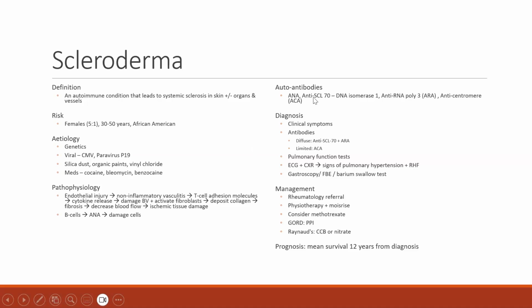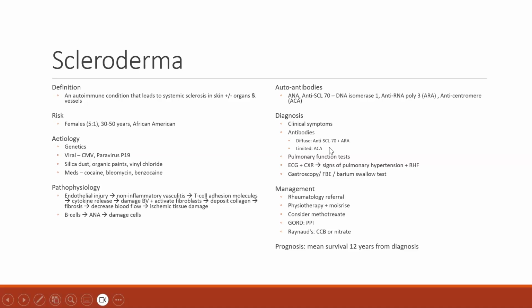Antibodies, again, important to remember. We have ANA, anti-Scl70, like Scleroderma 70, which is a DNA topoisomerase 1 antibody. We have anti-RNA polymerase 3, RA, and anti-centromere. So with these antibodies, we have two types of scleroderma. We have the diffuse and limited, which I will talk about in the next slide. With the diffuse, we get anti-Scl70 and anti-RNA polymerase, and with the limited, we get ACA.